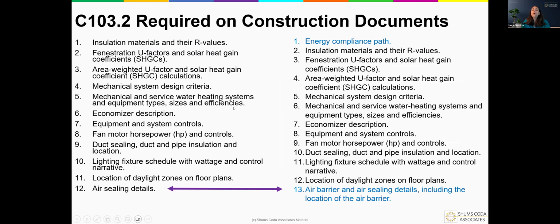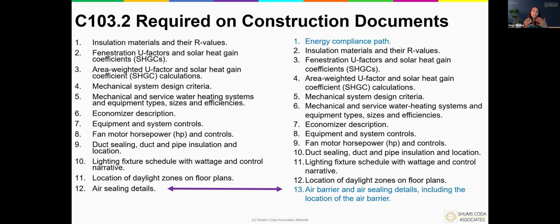Okay, so the code is all about trying to provide tools and assistance in being able to navigate and get the best product out into the field, right? So if you see the image on the left-hand side, C103.2 is a list of items that must be placed on the construction documents. Now, the items on the left-hand side are what you would find in the 2018 edition or older editions. The reason I have the two on the screen is because the one on the right-hand side is the list that you're going to find within the 2021.